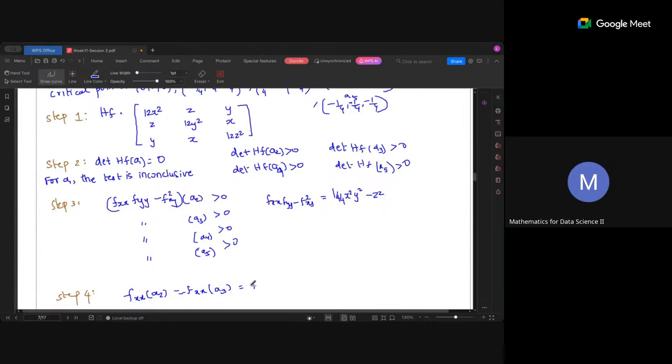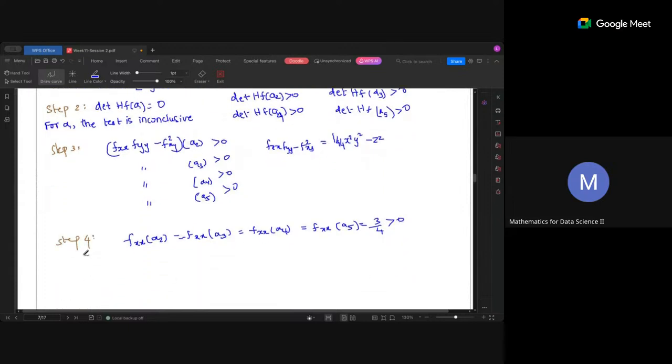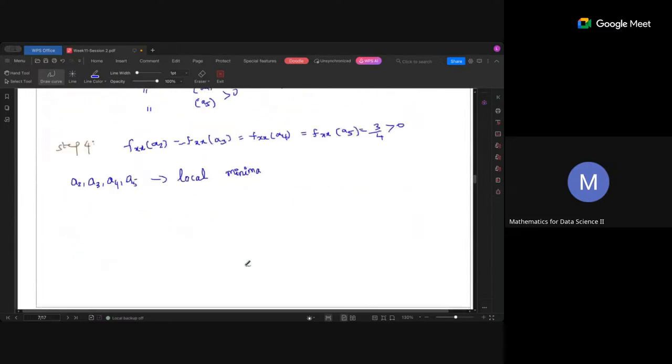Right? Yes, ma'am. So fxx at A4, fxx at A5 is exactly equal to 3 by 4. And this is also positive. So what can you conclude about all the points A2, A3, A4, A5? They are local minimum. All these are local minimum. Right? Okay. So yes, when you have multiple critical points, you have to do the same procedure, but you have to do it for each of these points. Okay, that's all.